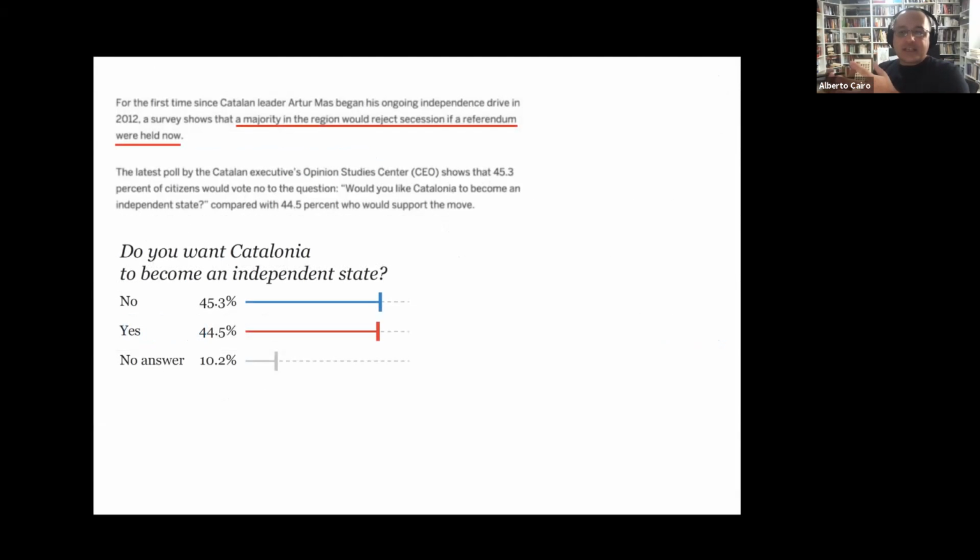And the story contained a graphic. It was originally a pie chart, but I transformed it into a bar graph just to make the point that I'm about to make. They said, well, a majority in the region will reject a secession, separation from Spain, if a referendum were held now. Well, this is wrong for several reasons. First of all, when you take a look at the data, you will notice that that is not a majority. It's a plurality. That's different.